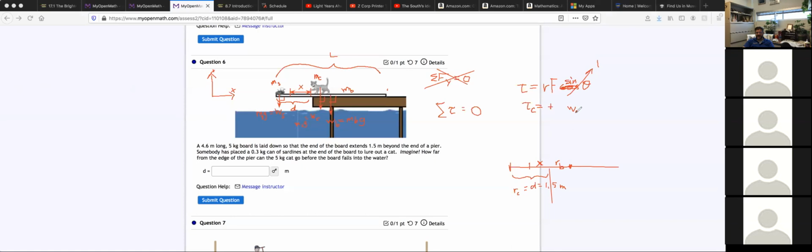So the weight of the can, and the distance is R to the can. And we know that the R to the can is the D that they've given us, which is the 1.5. And we know that the weight of the can is the mass of the can times gravity. So that gives us our first torque, and it's positive.